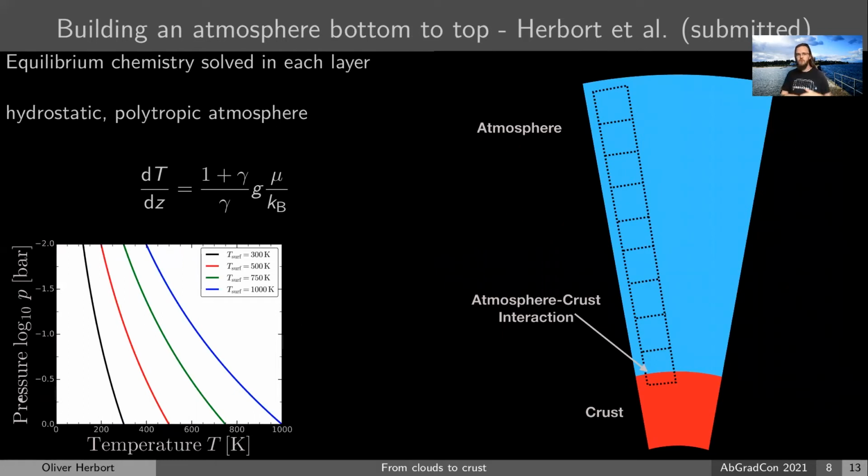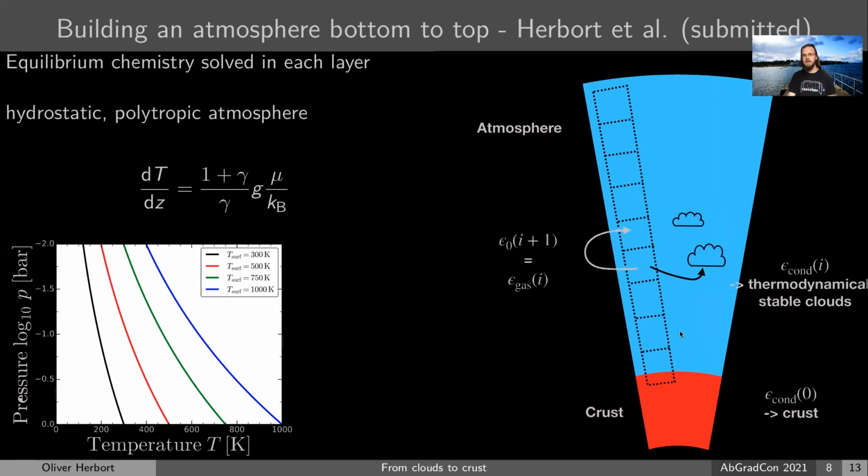And it's also more than just the troposphere, but for this part, I'm talking about the troposphere, so the lower part of the atmosphere where the temperature is just decreasing with the pressure, as shown on the plots here at the bottom left. And as we build our hydrostatic polytropic atmosphere from bottom to top, we solve chemical phase equilibrium in every atmospheric layer.